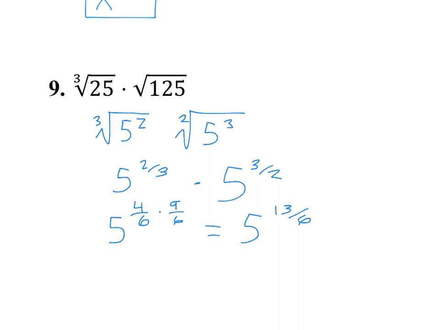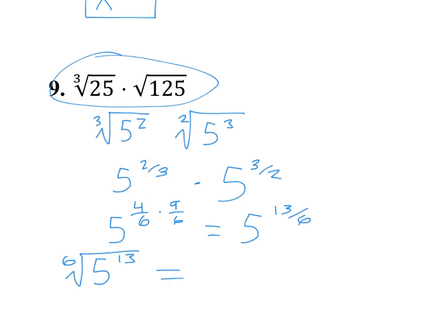All right, so my answer is now completely simplified. However, the original problem was in radical form, so when we simplify, our final answer should be in radical form. So what we get now is the 6th root of 5 to the power 13.